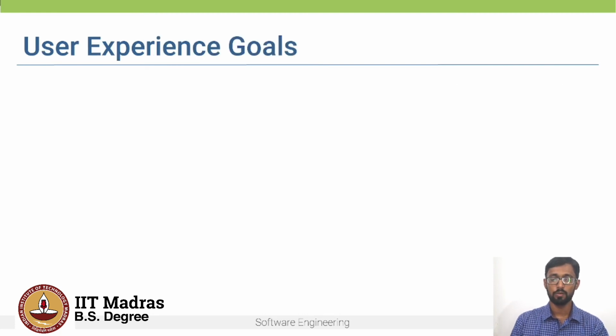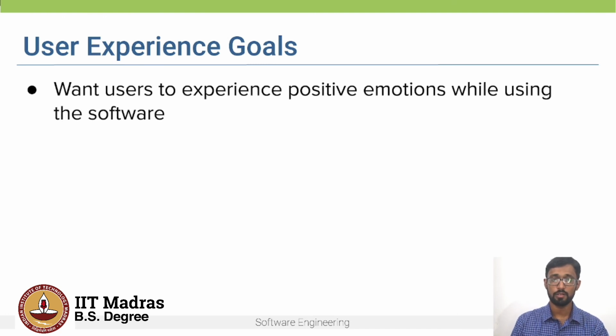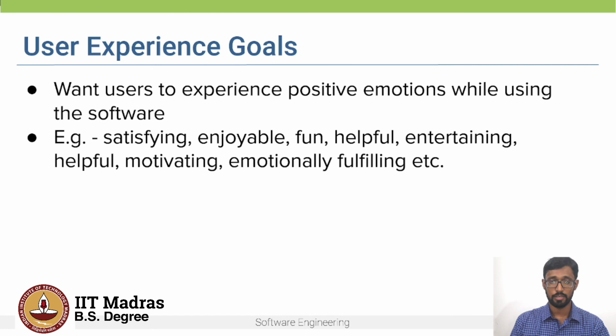So the usability goals which we described earlier are central while designing interactive systems. But apart from this, based on the type of software we are building, we also want the user to experience positive emotions while using the software. So these can include making the user interface satisfying, enjoyable, fun, helpful, etc. And these are known as user experience goals.